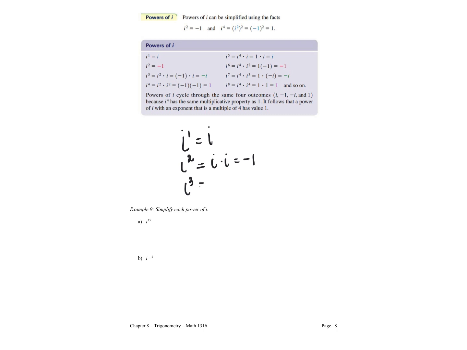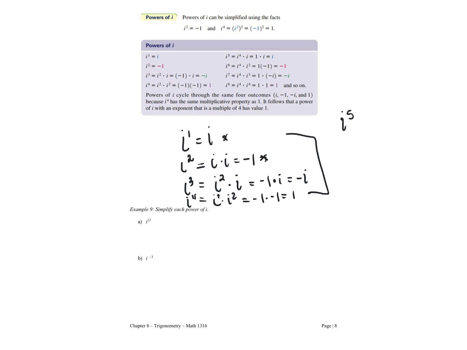i cubed is i squared times i. So now I can take what I had for i squared and what I had for i and multiply them together and get -1 times i, which results in -i. And then finally, i to the fourth equals i squared times i squared. i squared we know is -1, so I get -1 times -1, which is just 1. And then anything after that just repeats down the pattern because it's a pattern of 4 things.